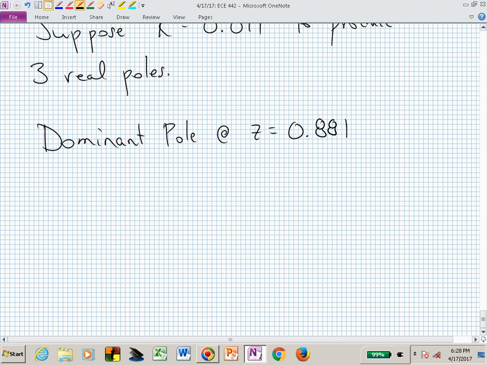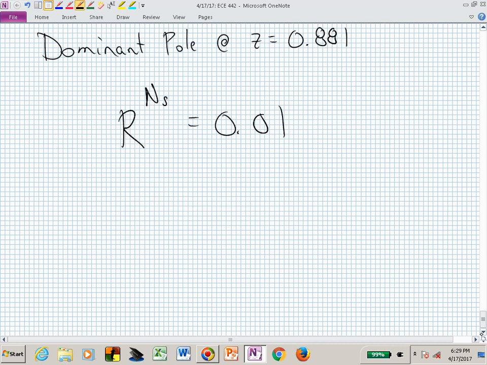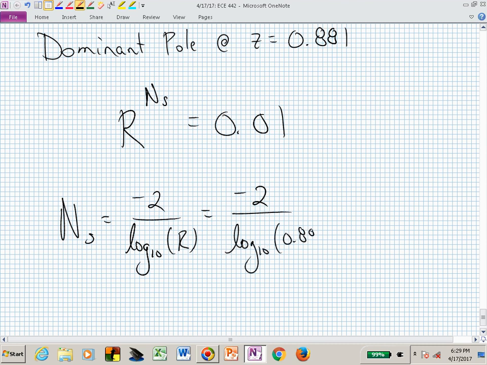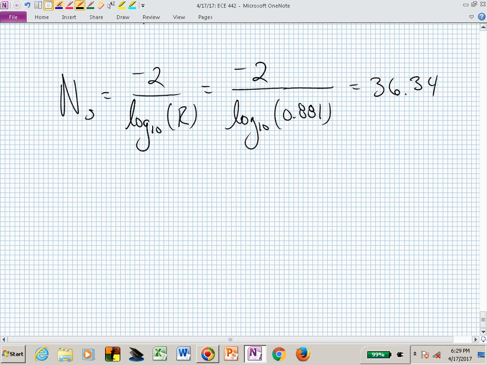And don't tell me you forgot everything you did on exam number 3 over the weekend. This is an exam 3 problem. The 1% settling time is there. Buried in, not buried, but it's in that equation. You know r, you're just trying to find N sub S, and you can solve that for N sub S. So that N sub S is now -2 log base 10 of r. And now we know that our system will settle in 37 sample periods.